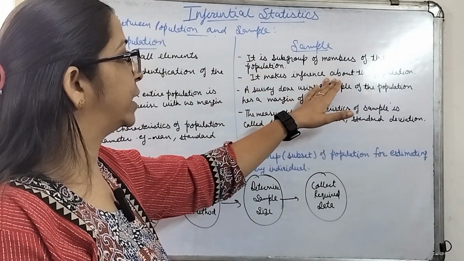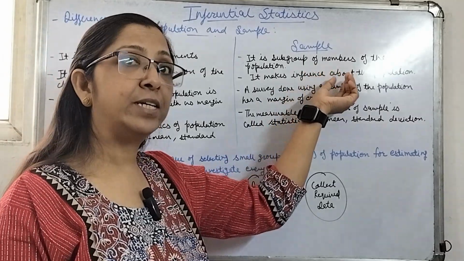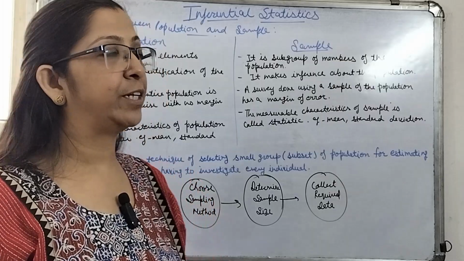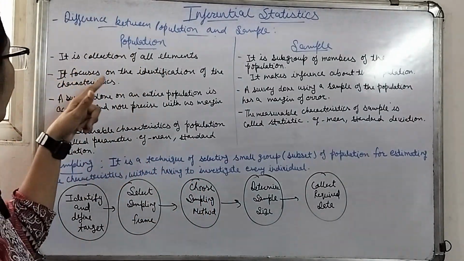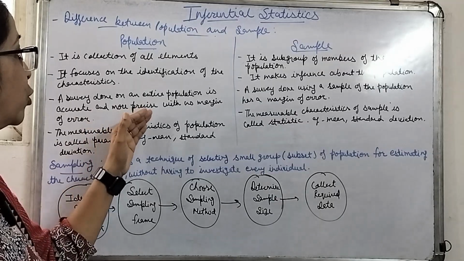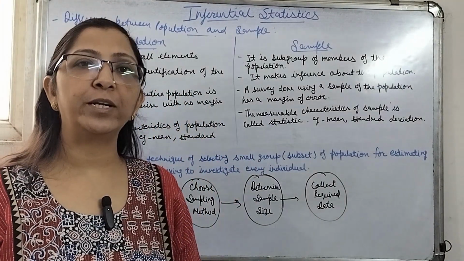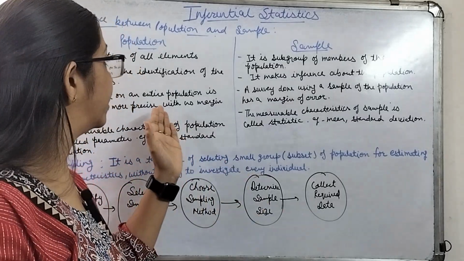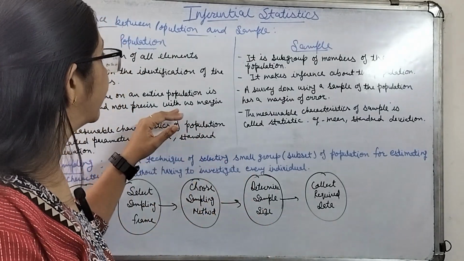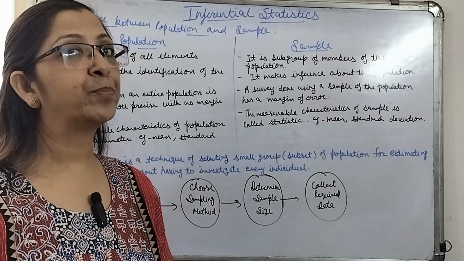Whatever experiments we are conducting on the sample, it is finding out the inferences, and the inferences are for the population. So it is making inferences about the population. A survey done on the entire population is accurate and more precise with no margin of error, because we have considered the whole population. So there is no chance of error. Error will be there only if we have made any calculation mistake. But because we have considered the whole population, otherwise there are no chances of any error.